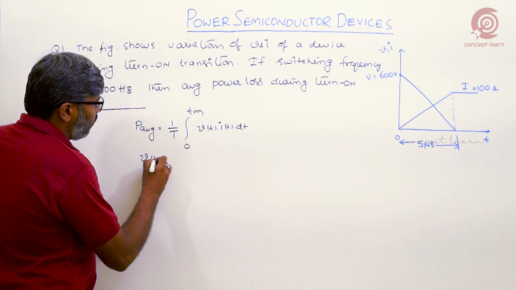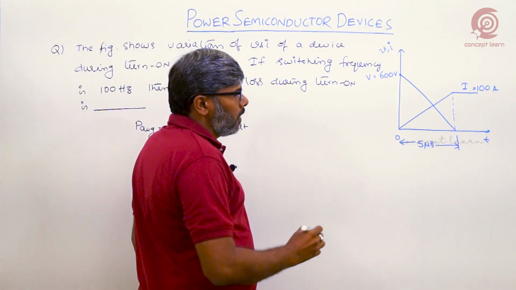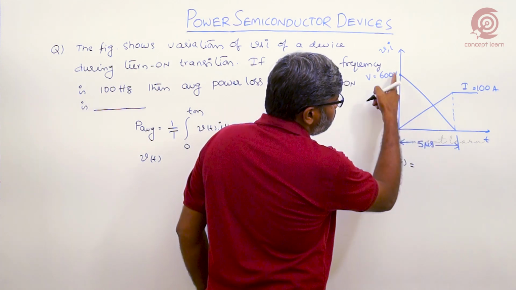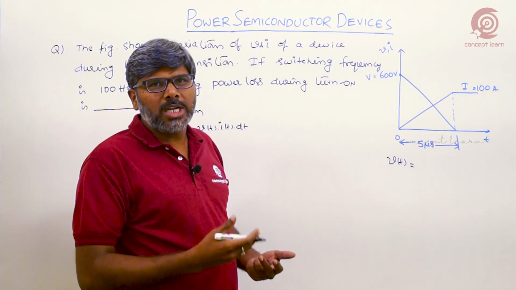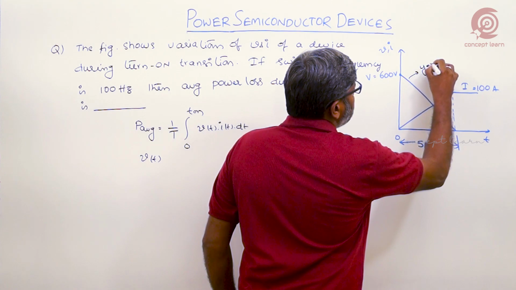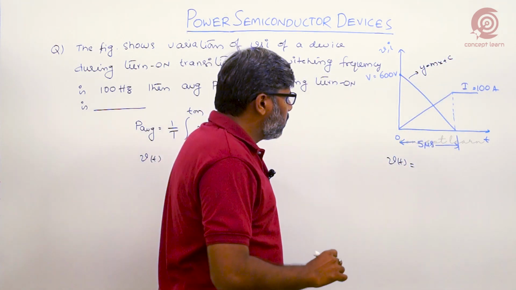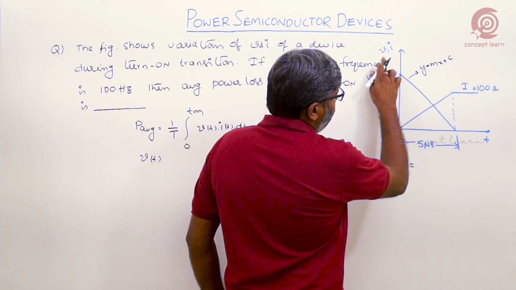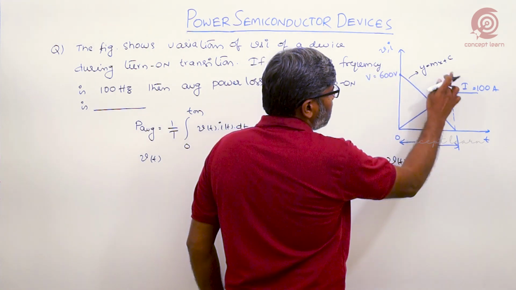What is V of T from this variation? What is I of T from this variation? V of T is a line which is not passing through the origin. Then what is the straight line equation? In general, we use y equals mx plus c. So from this we get V of T is y, and x is the t.